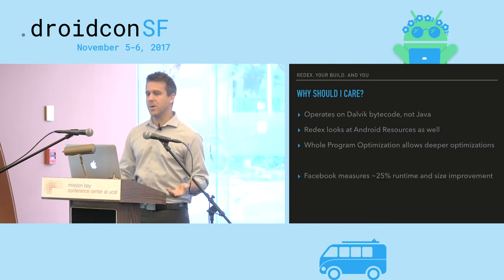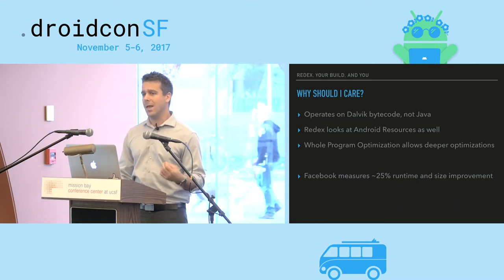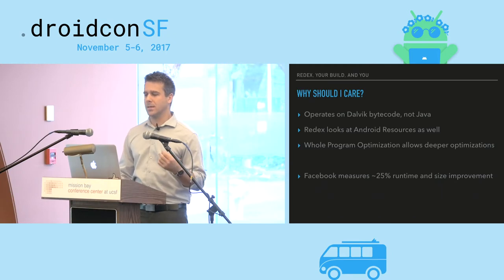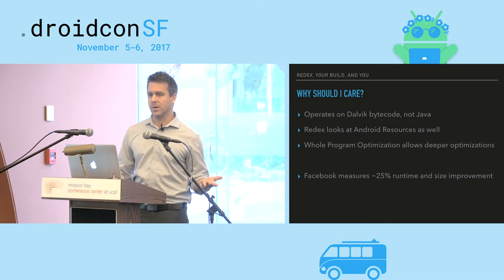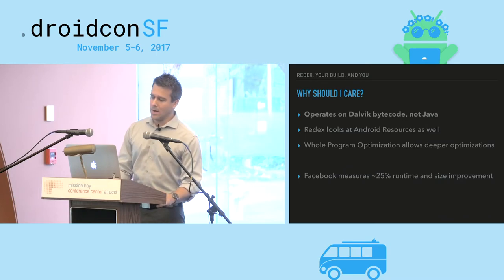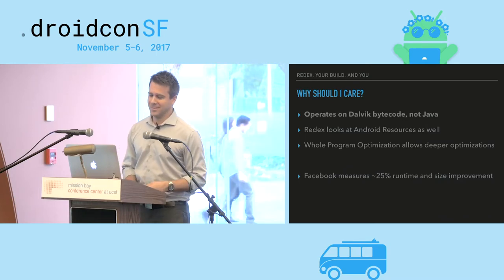With Redex, Facebook measures about a 25% reduction in cold start time and application size. Cold start time is something that I'll talk about throughout this presentation, and it's basically how long it takes to get to newsfeed from the app not running at all, which is critically important in a time-killing app. Yeah, we know we're a time-killing app.